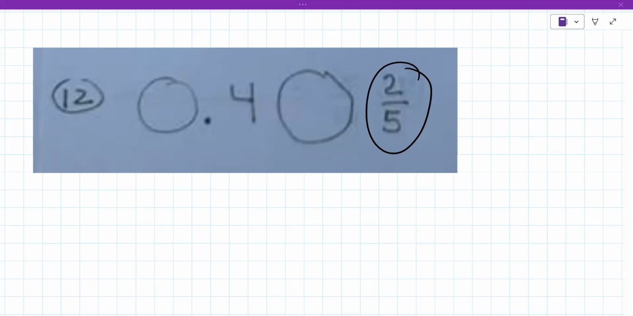Wouldn't they both be 0.4? Yes. So they're equal. Yeah. Good. Right. So 13.